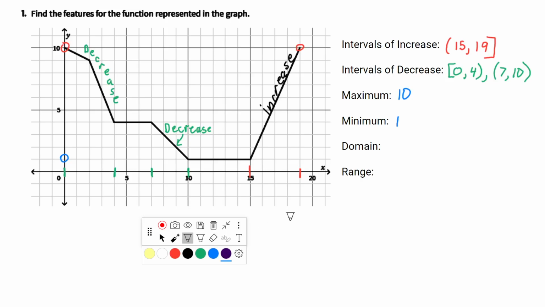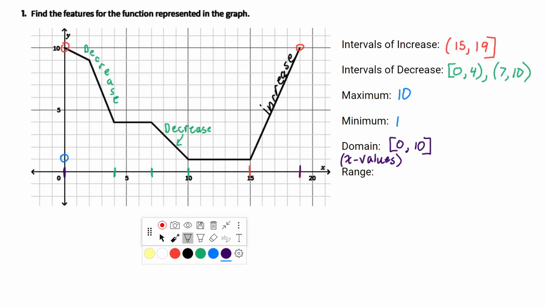Domain is the set of x values. So I want to look on my graph. I know I start at 0 and my last x value is at 19. I'm going to write this as an interval. It's a continuous interval from 0 to 10 with brackets around both values.